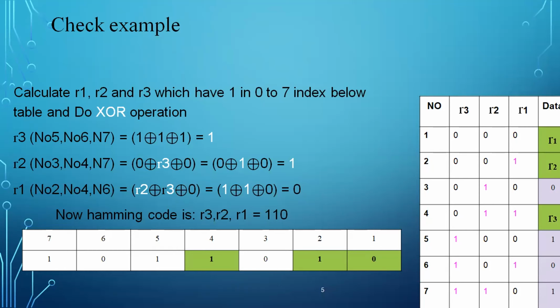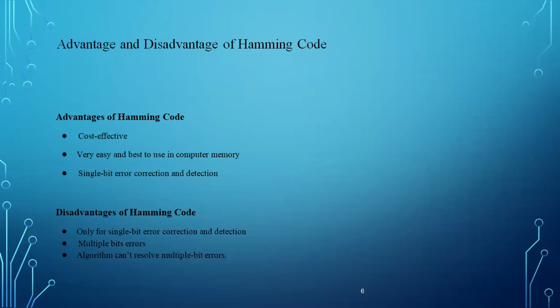Now replace the R3 bits, and the Hamming code data is now 1011010. Advantages and disadvantages. The main advantage of using Hamming code is that it is cost effective if the data stream contains single bit errors. Hamming codes are very easy and best to use in computer memory for single bit error correction and detection. Disadvantage of Hamming code.